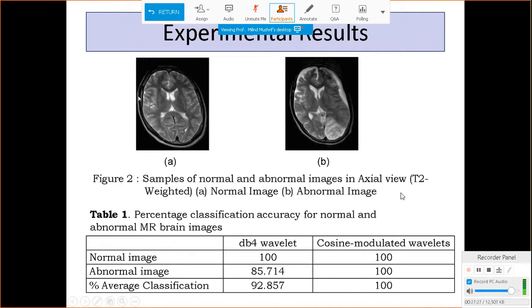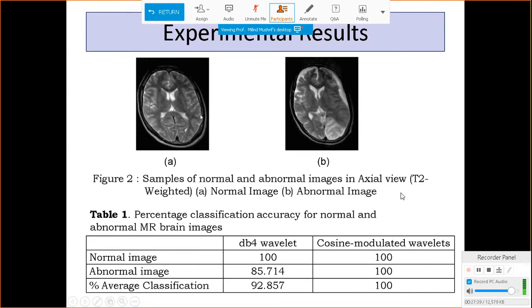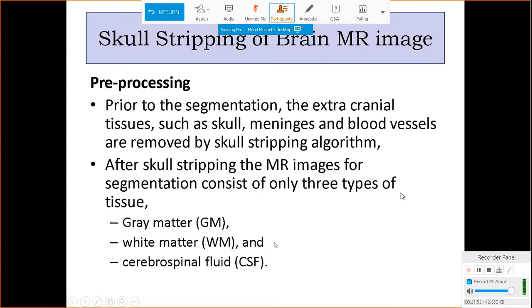So you can see that there is a sort of ring at the outer boundary. That is called the skull, and this is not useful for segmentation or further analysis. So before applying the segmentation algorithms, we need to remove this portion. That is called skull stripping. In this skull portion, there are extracranial tissues, meninges, and blood vessels, which are also unwanted. So all these portions of the brain MR image are removed in the skull stripping algorithm.